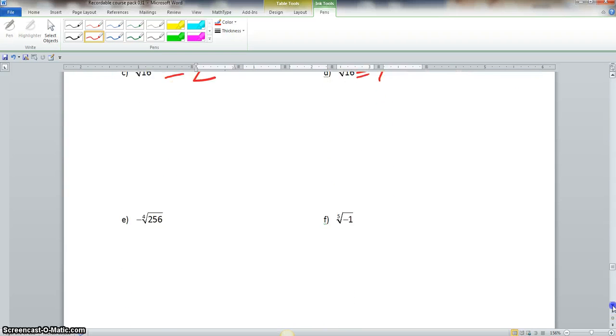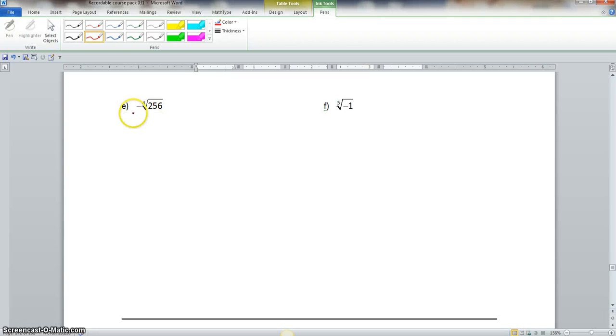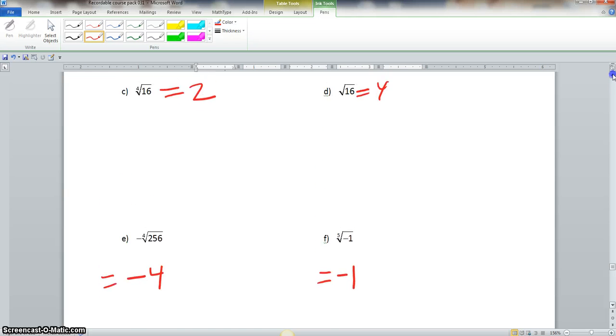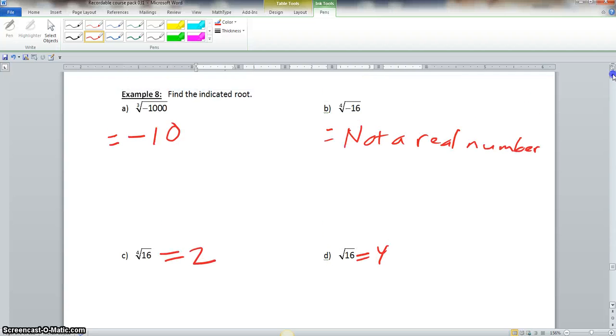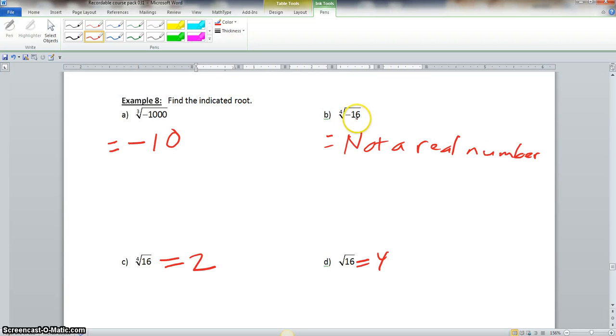We scroll down here to E and F. The negative fourth root of 256, it'll be negative, and then our final answer here would be 4. So it'll be a negative 4. Now we have the fifth root of a negative 1. So this will end up being negative 1. Now if you notice, when your index is odd, you can have a negative number under the radical and it will give you a real number answer. But if your index is even, like we showed up here, when your index is even and the number under the radical is negative, then it'll be not a real number.